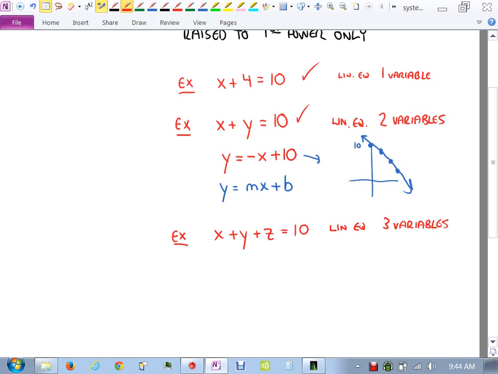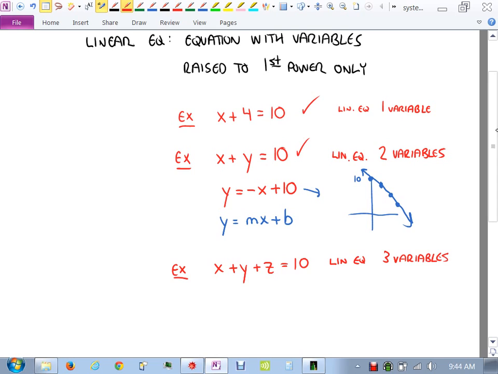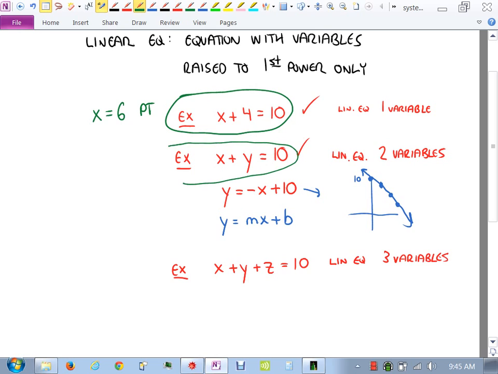So let me take a step back so we can see all 3 of these together. We have a linear equation in 1 variable, in 2 variables, and in 3 variables. With the first one, we said that the solution was a point. x equals 6. You could look at it on the number line as the value 6. It's just a point. This one right here, the solution was a line. I wonder what this one is. What's the solution to this?